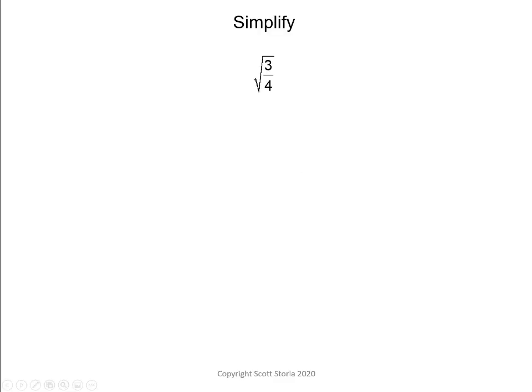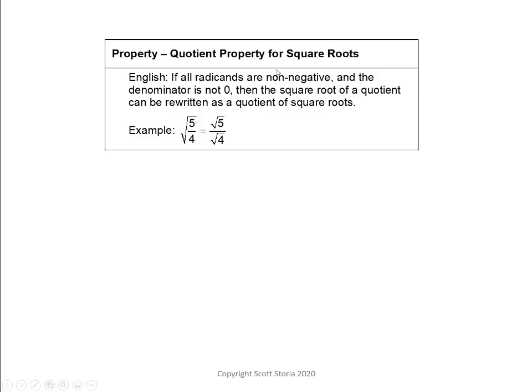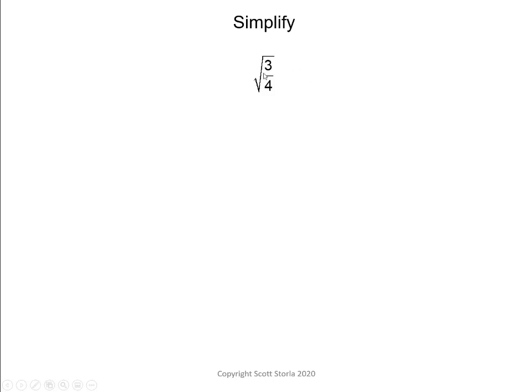For instance, if I'm going to simplify the square root of 3/4, I can use the quotient property to rewrite that as square root of 3 over square root of 4. So I'll replace this with square root of 3 divided by square root of 4, and of course the square root of 4 is 2. This is considered simplified because we don't have any perfect squares in the radicand.